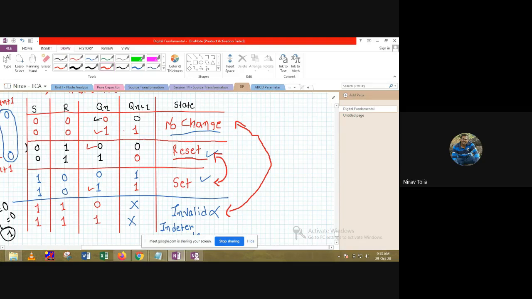So this is the difference, because the truth table of the NOR gate and the NAND gate is a different thing. The output of the NAND gate and NOR gate is different. That's why it is interchanged. So that is the difference in the truth table. Okay.